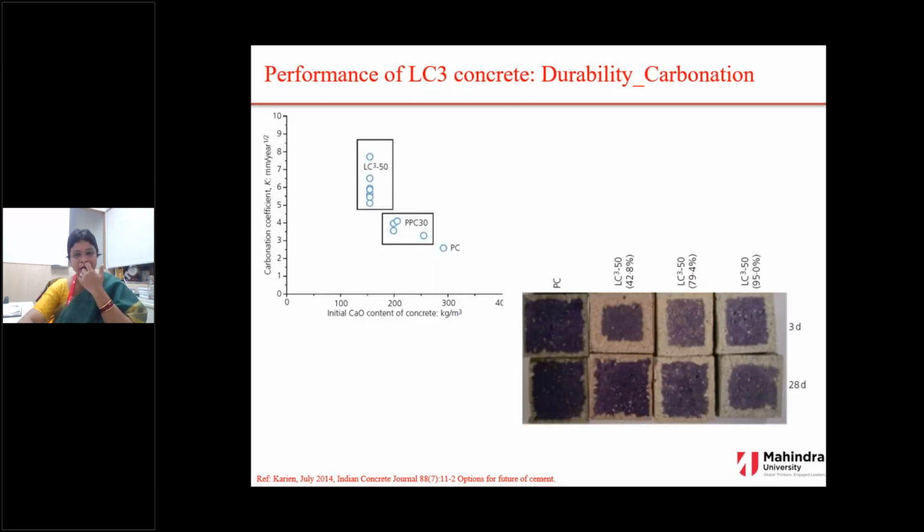And this is related to the carbonation. As we all know, the carbonation resistance of blended cements when compared to OPC is a bit low. The same problem is there with LC3, but a lot of research is going on in this LC3 system. People are working on how to improve this resistance related to carbonation.